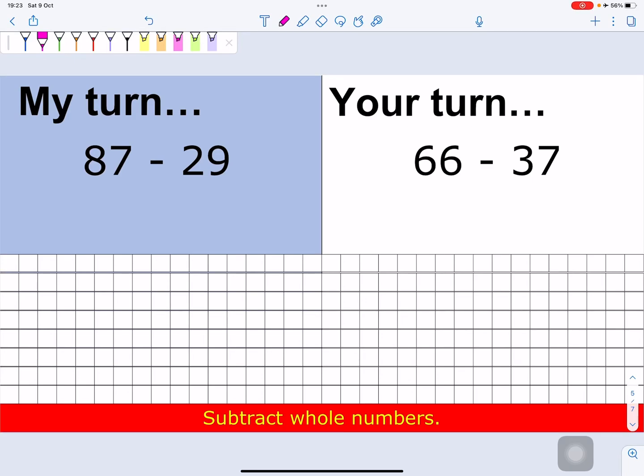In this video, we will look at subtraction. Place value is still very important. We have our tens and our units, our tens and our units. When we use the column method, we need to make sure that the place value lines up. We have 8 tens, 7 units, 2 tens, 9 units, and we are subtracting.